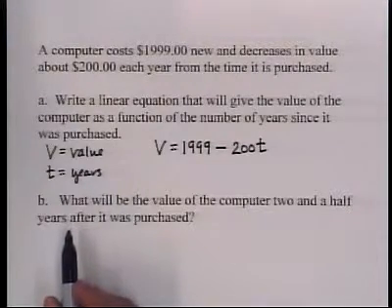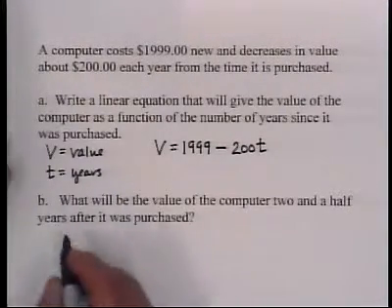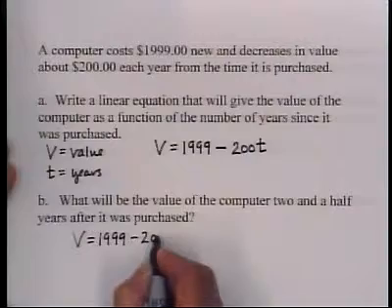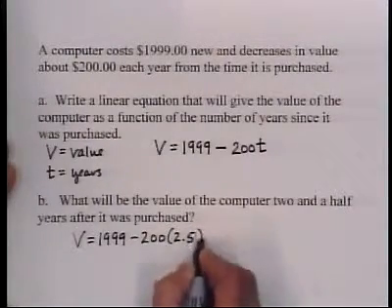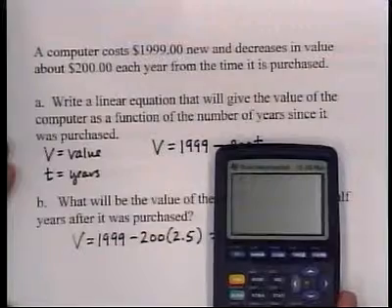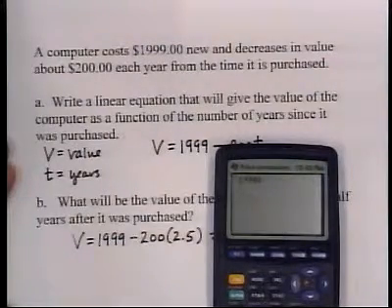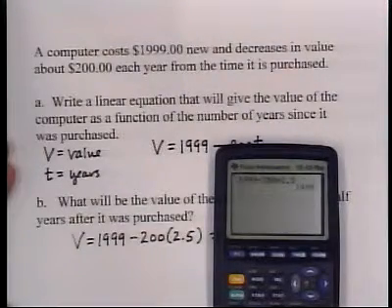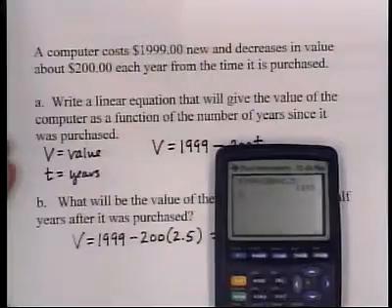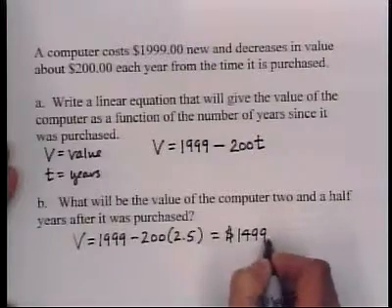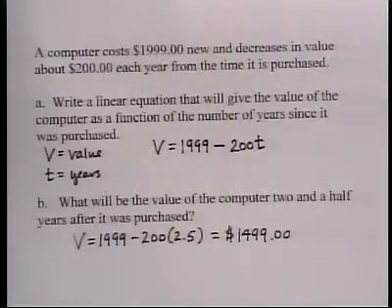The first question we want to answer using our function is, what will be the value of the computer 2.5 years after it was purchased? To answer that question, all we need to do is substitute 2.5 for t, and find this number. Let's use a calculator to help. On our calculator, we want to find 1,999 minus 200 times 2.5. That number comes out to $1,499. And that's the value of the computer 2.5 years after it was purchased.